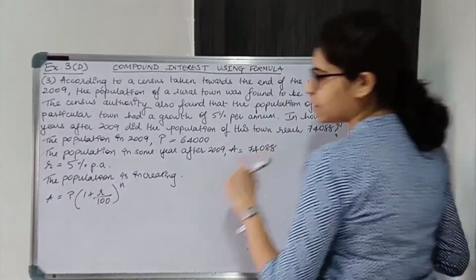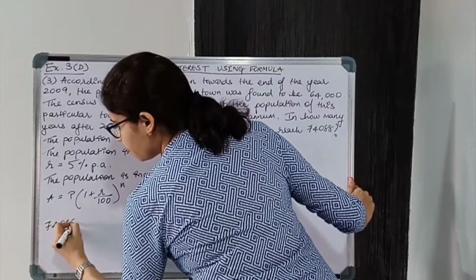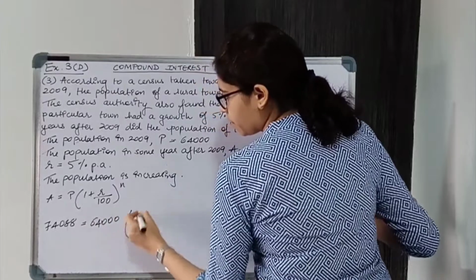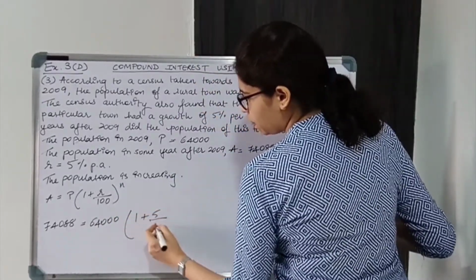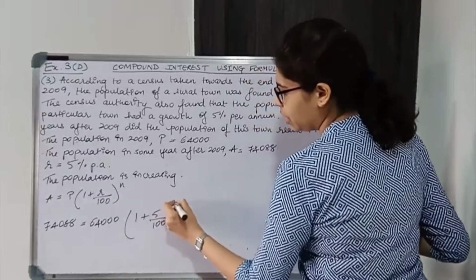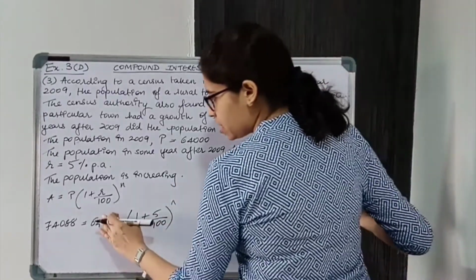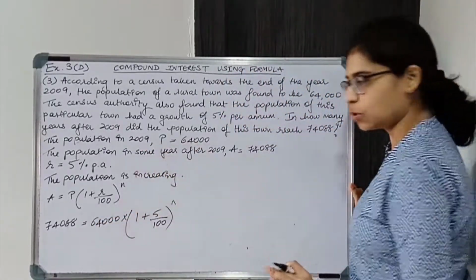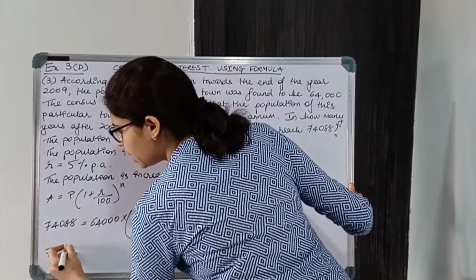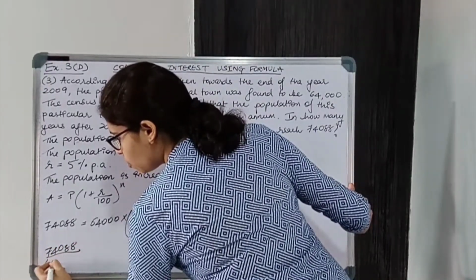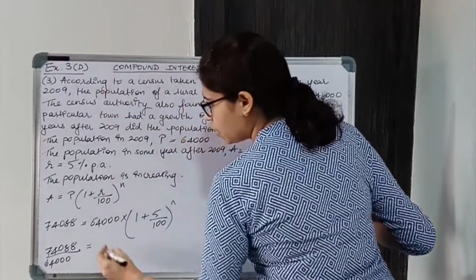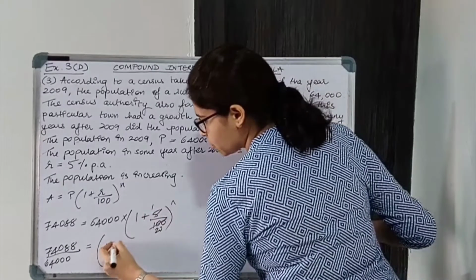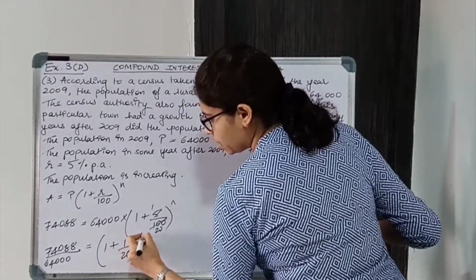Okay, so using the formula, A is equal to P into 1 plus R upon 100 raised to N. Now A is 74,088, principal is 64,000, 1 plus R upon 100 is 1 plus 5 upon 100 raised to N, which we don't know. Now let's shift this to the other side. Since there is a multiplication sign in between, this is in numerator, it will go in denominator. So 74088 upon 64,000 is equal to 1 plus 5 upon 100, where 5 ones are 5, 5 twenties are 100, so we get 1 plus 1 upon 20 raised to N.